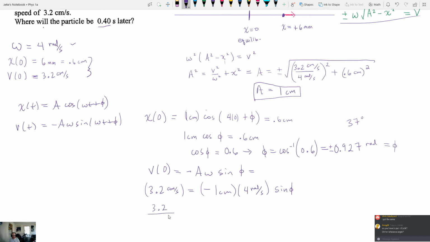So this means that 3.2 divided by 4, negative, is equal to the sine of phi, which is equal to negative 0.8, which means that phi should be equal to the arc sine of negative 0.8. And that, okay, did I do everything right? I'm going kind of fast here because I do want to give you all another break before we go on to pendulums. Does anyone see a mistake I made yet? Please let me know if you see something. So I think we're going to get negative 0.927 out of this, right?